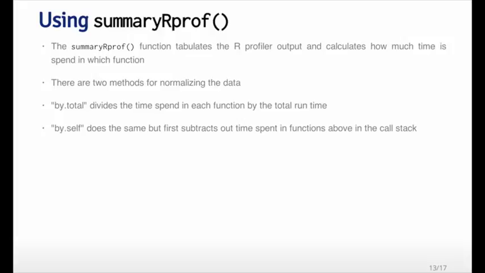There are two methods for normalizing the data that you get out of the R profiler. One is called by.total, which divides the time spent in each function by the total runtime, and by.self, which does the same thing but first subtracts out time spent in functions above in the call stack. It's important to realize the two separate concepts here of by.total and by.self. The basic idea is that by.total, normalizing by the total amount of time spent in a function, gives you how many times that function appeared in the printout.